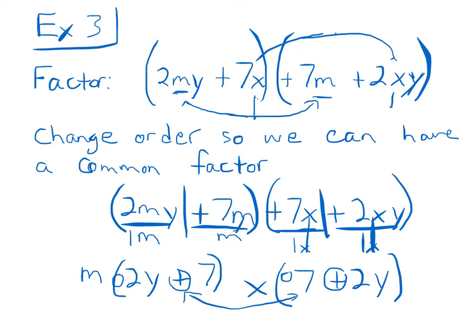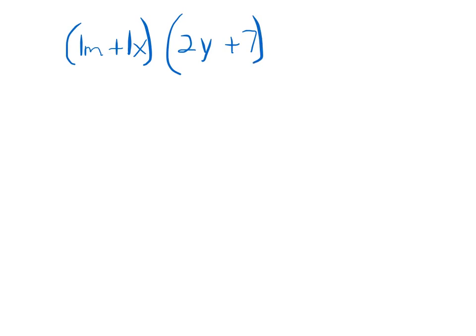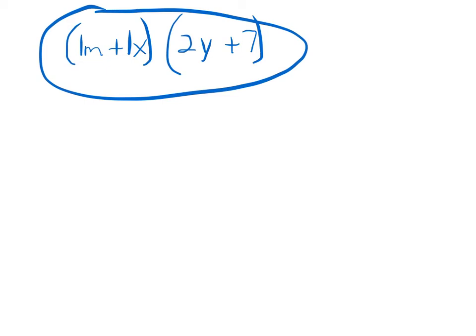So the answer to that one, you would hug your GCF. What were the GCFs that we pulled out of each one? Well, we had an m and an x. So it would be 1m plus, because it was a positive x, 1x. And then here's where you do need to write that. I would just write it in the correct descending order, where I would put my 2y first and then my plus 7. And that's your answer. That is your answer for this one.